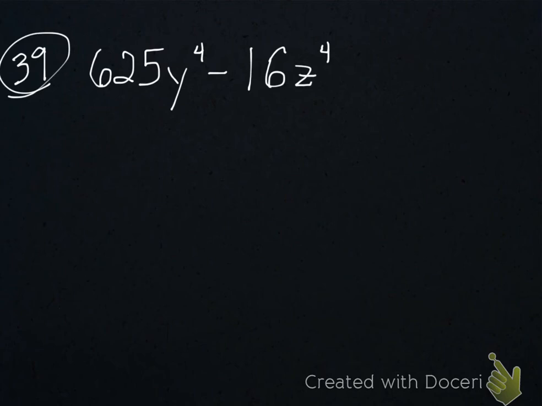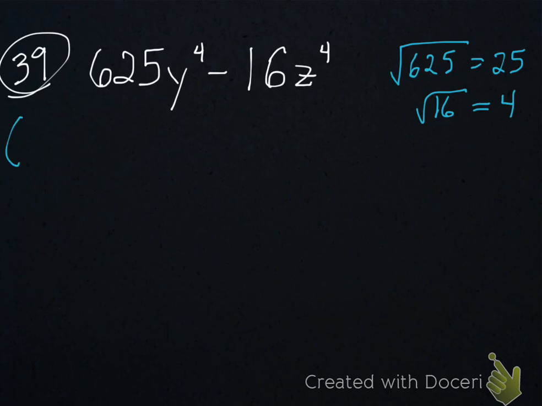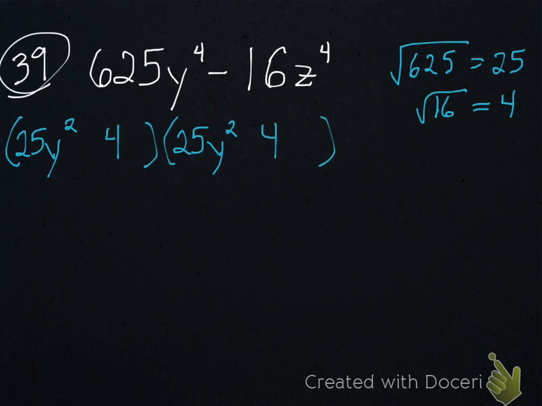Number 39, last practice problem. Also perfect squares. The square root of 625 is 25. The square root of 16 is 4. So let's put that together. 625 is at the front, so we would have a 25. The y to the 4th, when we take the square root, becomes y squared. So I have 25y squared at the front. The 16 became a 4, so I have 4's at the end. The z to the 4th becomes a z squared.